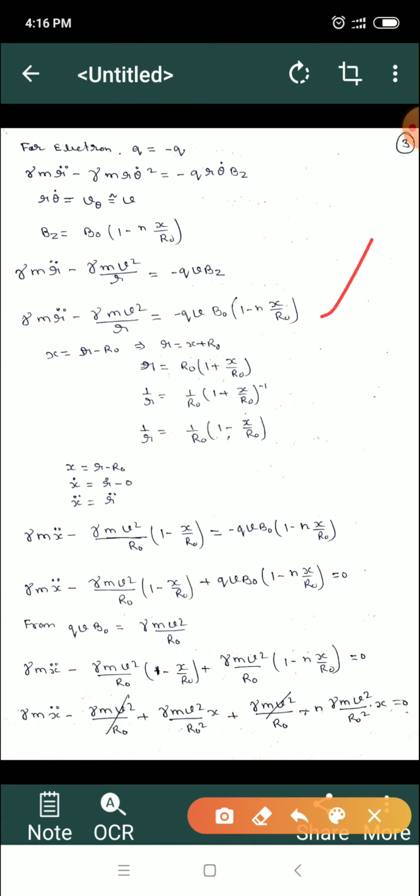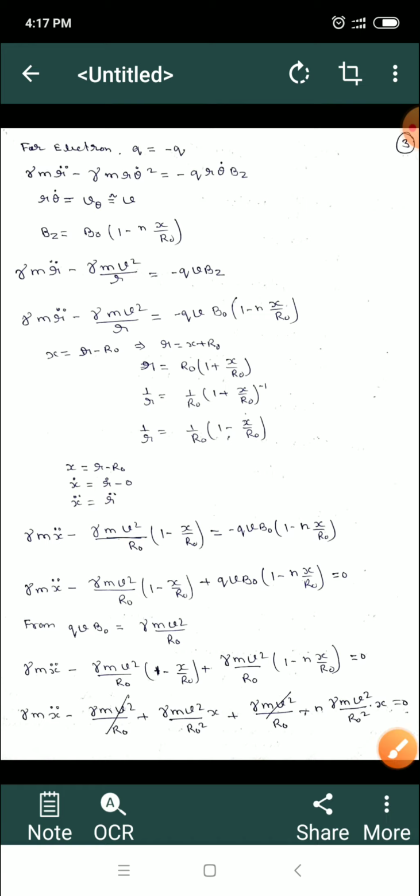Now this x is equal to r minus r0, or r is equal to x plus r0. So r can be written as r0 (1 plus x upon r0). In the equation, a 1 upon r quantity is there, so that is why we have to find out 1 upon r. So 1 upon r is equal to 1 upon r0 times (1 plus x upon r0) inverse. Just by binomial expansion, we can write 1 upon r equal to 1 upon r0 times (1 minus x upon r0).